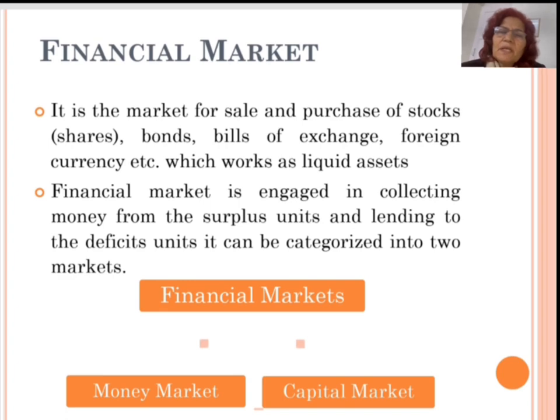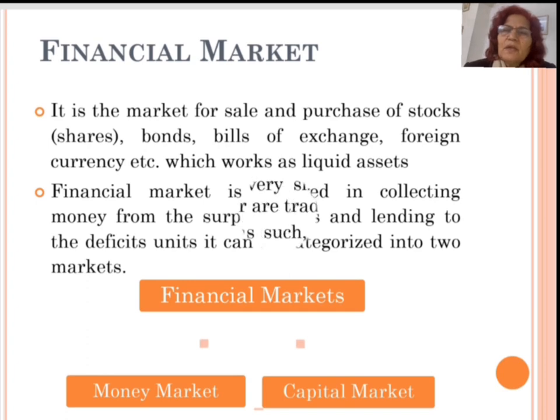The financial market is engaged in collecting funds from surplus units and lending to deficit units, which can be categorized into two markets. So we can categorize financial market into two categories. One is the money market and the second one is capital market. In today's lecture we will discuss money markets only.